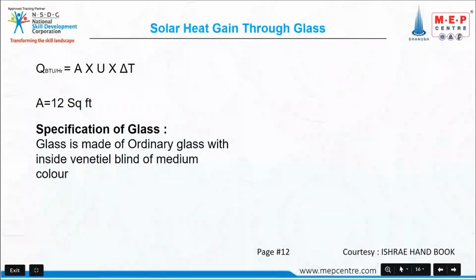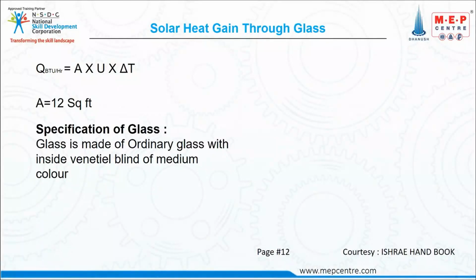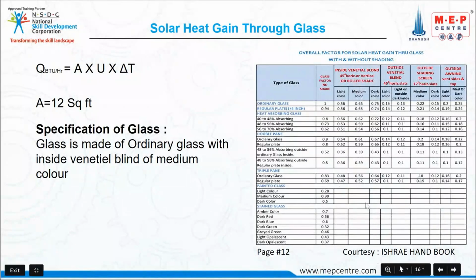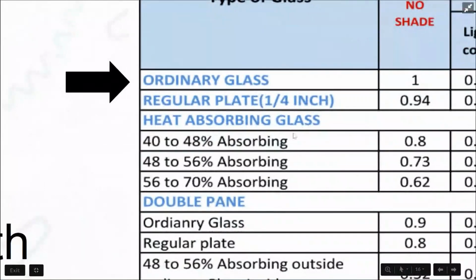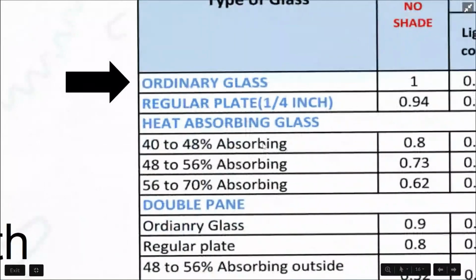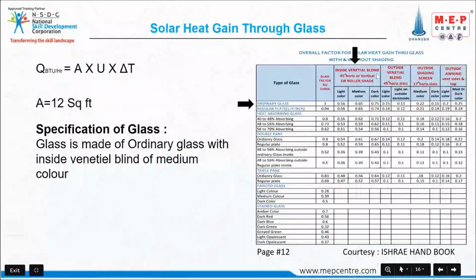So the glass is made of ordinary glass with inside Venetian blend of medium color. From page number 12, you can see the ordinary glass here. With inside Venetian blend of medium color, the U factor is 0.65.